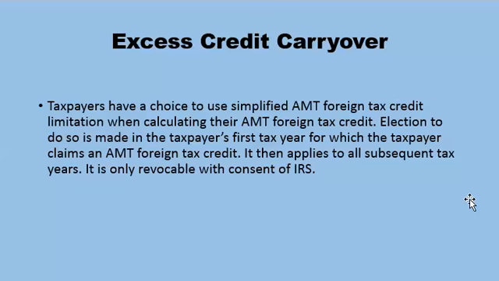Taxpayers have a choice to use simplified AMT foreign tax credit limitation when calculating their AMT foreign tax credit. Election to do so is made in the taxpayer's first tax year for which the taxpayer claims an AMT foreign tax credit. It then applies to all subsequent tax years. It is only revocable with the consent of IRS.